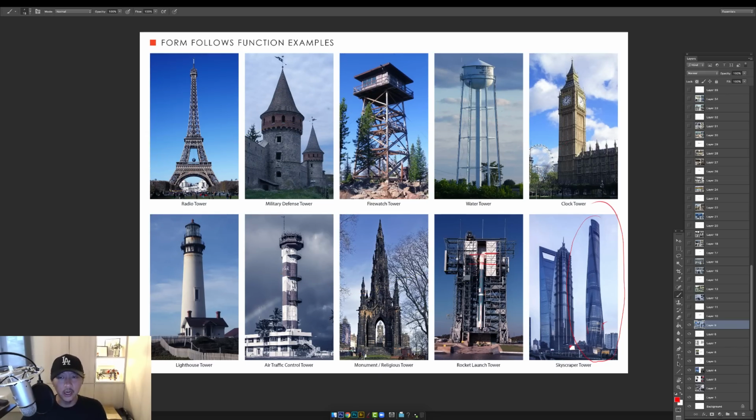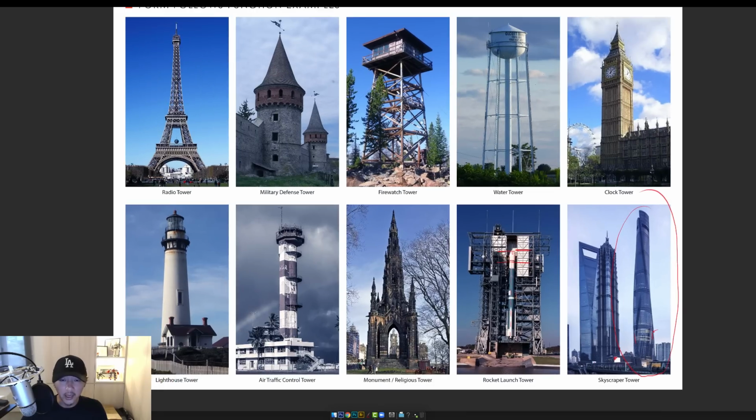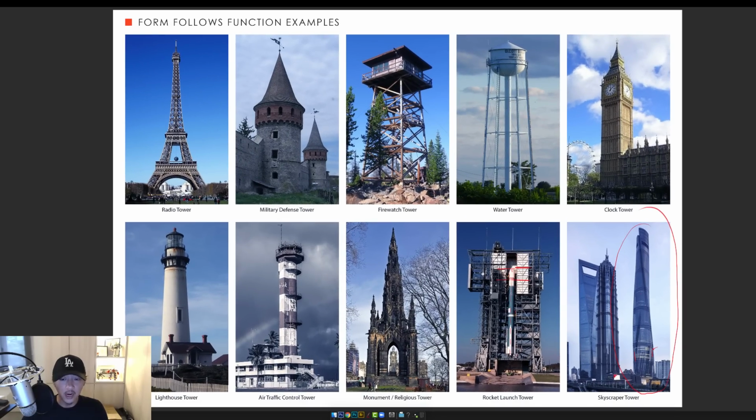Okay, and so next time you're designing a piece of tower, try to apply even the most basic function behind it, and maybe it'll give you a starting point. And something else you notice, most of these towers only do one thing. They don't do multiple things. So a radio tower just does radio, a watch tower just does watching.